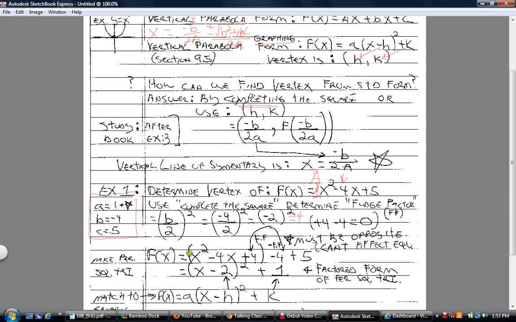You're going to write yourself a set of parentheses around x squared minus 4, going to leave a little bit of a space, and going to put the plus 5. And you are going to add the fudge factor, the squaring factor, inside the parentheses. Okay, you're making a perfect square trinomial. However, you just can't willy-nilly do that. If it's a plus 4, you have to balance it, but counterbalance it with a minus 4.